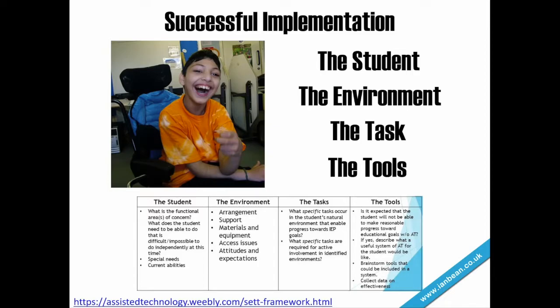If you're interested in reading more about the SET framework and the work of Joy Zabala and the team at CAST, I've put a little link at the bottom of the slide there which will take you to the whole of the SET framework documents. I've used it for many years and I find it the single most useful thing to help focus my mind on what's important during this process.